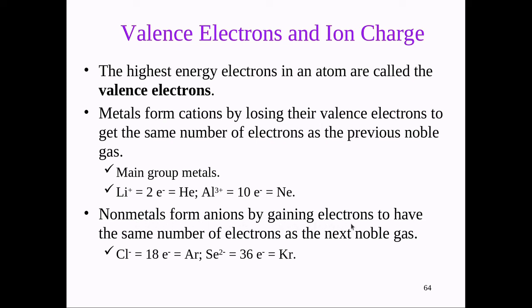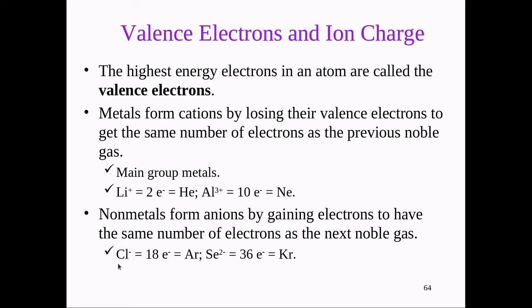Nonmetals form anions by gaining electrons to have the same number of electrons as the next noble gas. So we're just going the opposite direction, right? When chlorine picks up an extra electron, it has 18 electrons, and that makes it isoelectronic with argon. And when selenium picks up 2 electrons, it's going to have 36, which makes it isoelectronic with krypton.